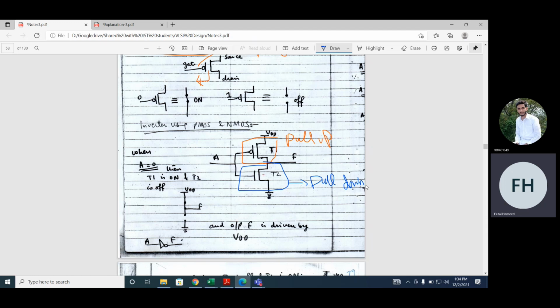Yes, I know that's right, but the problem is, why are we not inverting it? The problem is that PMOS provides a strong 1 and NMOS provides a strong 0. Let me explain this with an example.